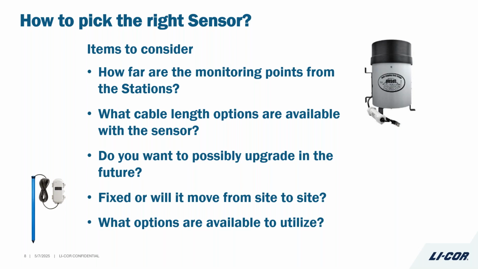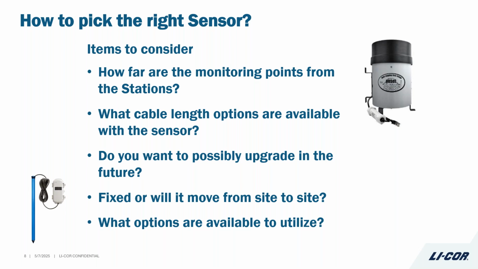Here are a couple of items to consider as you're trying to pick out what you're doing. You want to think about how far the different monitoring points are from the stations. If you want to do flow monitoring and you also want to do well depth, how far is one point from another? Can you do both wired using the same units? So start to think about the distances between all the different monitoring points.